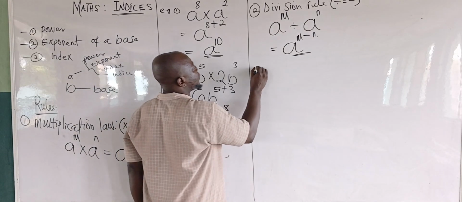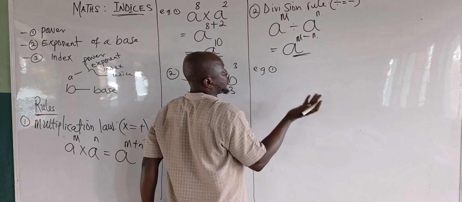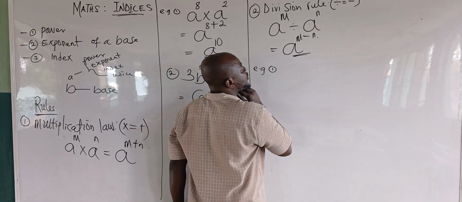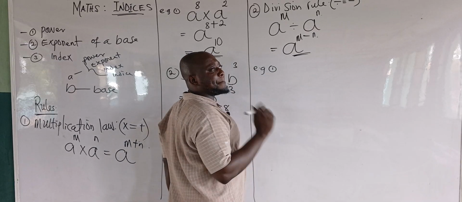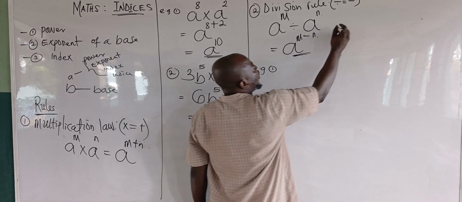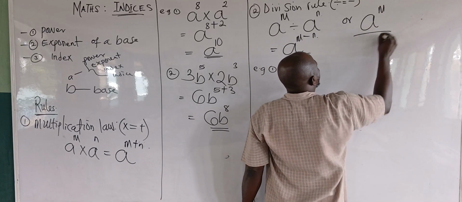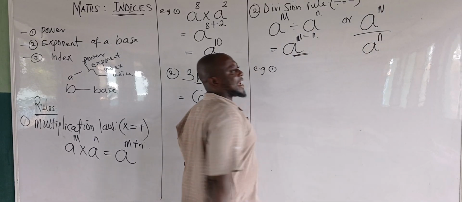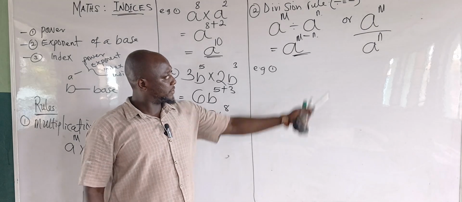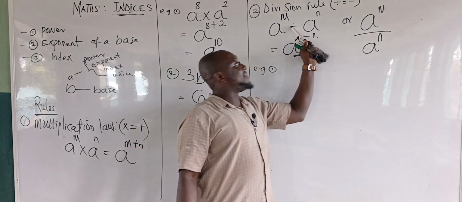So let's do one or two examples. For this one, what do I know to do? Now, also bear in mind that this divide can also be written like this. Let's say you are given this. Please watch this. They are the same thing. These are the same values. This divide and this divide is the same.